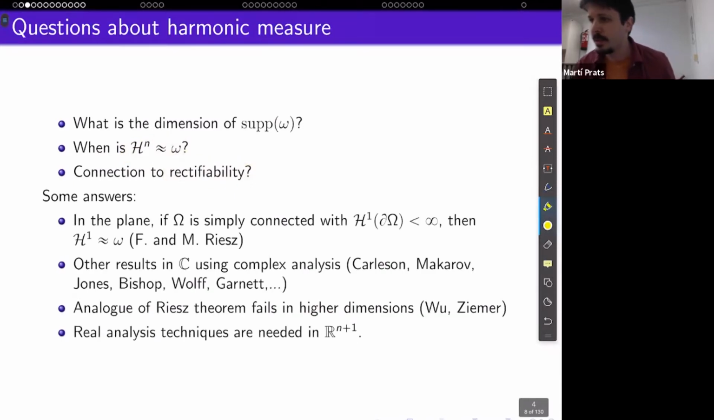Now, some answers in the plane: if omega is simply connected and has finite length, then automatically there is a mutual absolute continuity between both. Then there are other results in the complex plane using complex analysis, like Carleson, Makarov, Jones, Bishop, Wolff, Garnett. Very interesting works, but these use powerful tools from complex analysis. And when you go to R^n, you need to use real analysis techniques to substitute this. Okay. So let's get on.